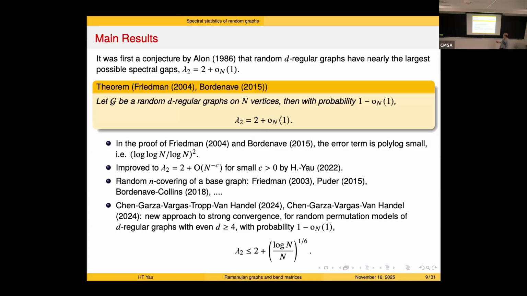Okay, but no matter what, all these results do not answer whether they are Ramanujan graphs, because you don't know whether this little one is positive or negative. No matter how much you improve on this, because you don't know the sign, it does not answer the question of whether lambda 2 is positive or negative. All right.